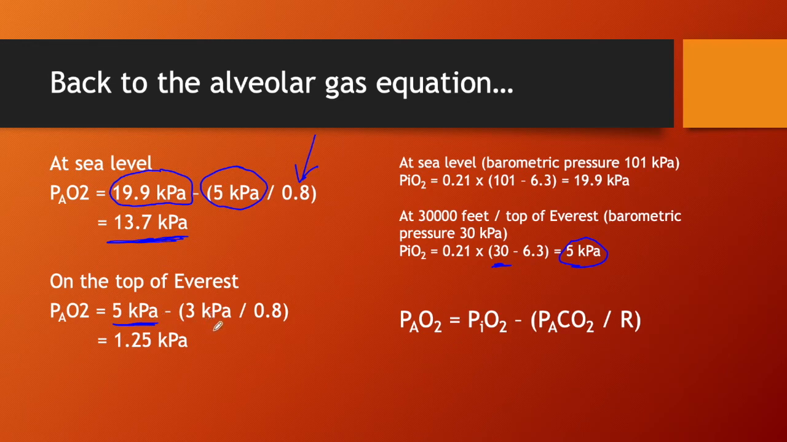For this equation, we'll assume an alveolar pressure of carbon dioxide of 3 kilopascals. This is because at an altitude of 30,000 feet, the majority of us would need oxygen, but for those who would be able to survive at the top of Everest, they would be hyperventilating, and therefore we will assume an alveolar pressure of carbon dioxide of 3 kilopascals, and again, a respiratory quotient of 0.8. So by working through this equation, we end up with an alveolar pressure of oxygen of only 1.25 kilopascals.